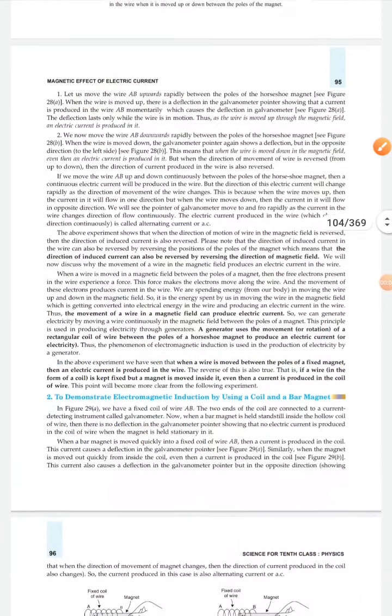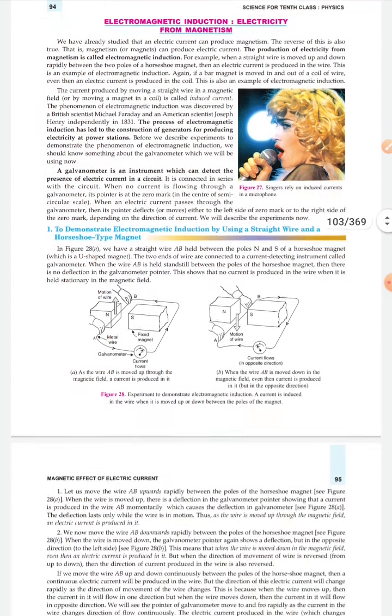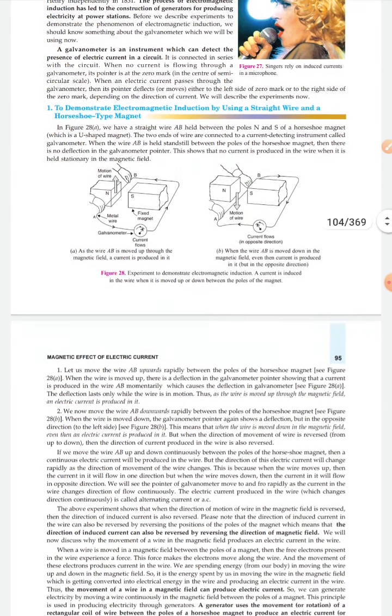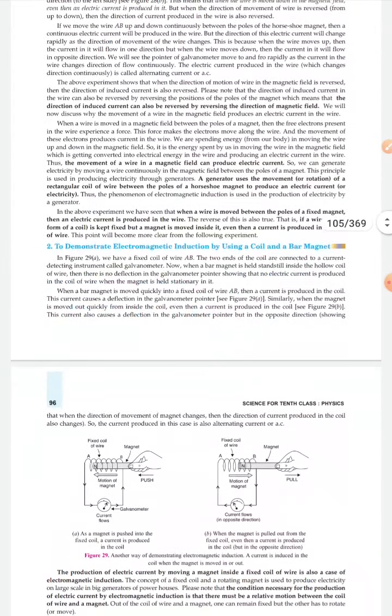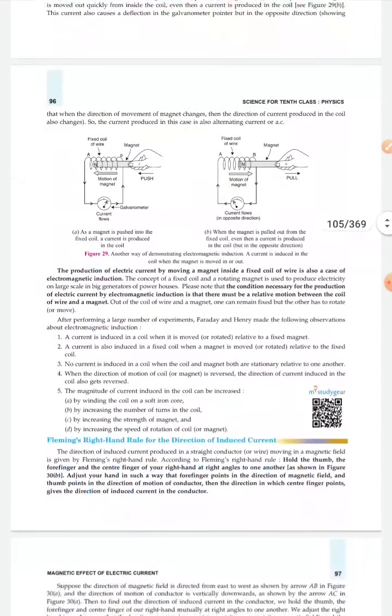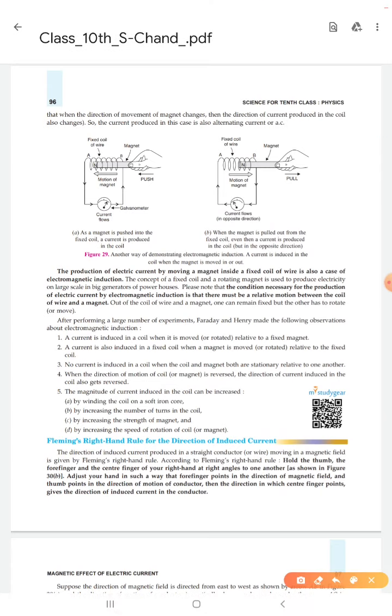Dear students, in our previous video we were discussing electromagnetic induction, and we discussed two important demonstrations: number one, electromagnetic induction by using a straight wire and a horseshoe type magnet, and number two, using a coil and bar magnet. From these two demonstrations, Faraday and Henry made some very important observations. Number one, a current is induced in a coil when it is moved relative to a fixed magnet. This is very important.